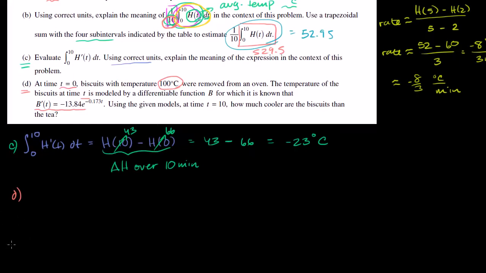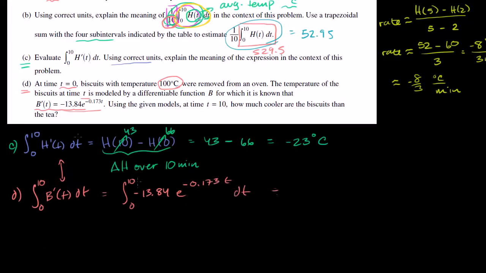So the change in temperature over those 10 minutes is just the definite integral from 0 to 10 of this business right over here. Let me just write it so you see it's the exact same pattern as what we saw over here. This was for the cookies, now we're talking about the biscuits. And this right over here is going to be the definite integral from 0 to 10. B prime of t, they give it to us right over here, is negative 13.84 e to the negative 0.173 t dt. And now we just evaluate this.